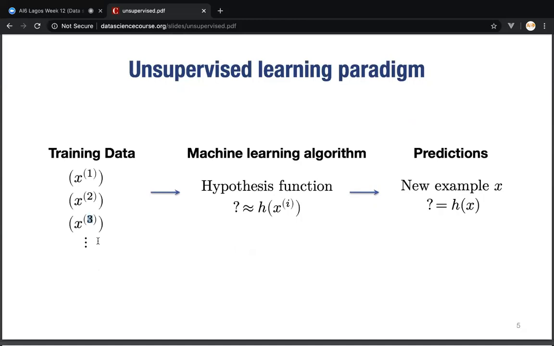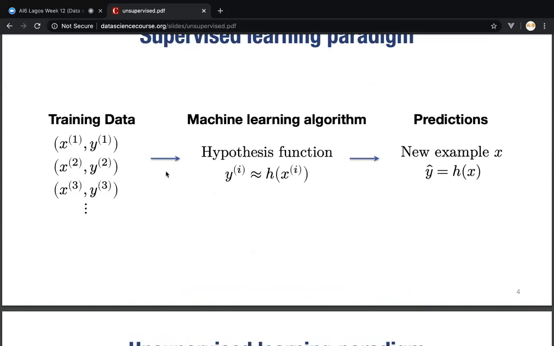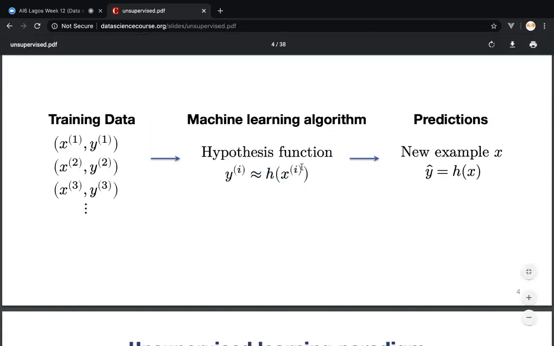So in unsupervised learning, that basically speaks to the name of this paradigm. Supervised learning means that you're more or less supervising your algorithm to make better predictions, and that's why you have your ground truth y. So for every training example, you have a ground truth y that you can use to measure the loss, or measure how far away your hypothesis function is in predicting the value of y.